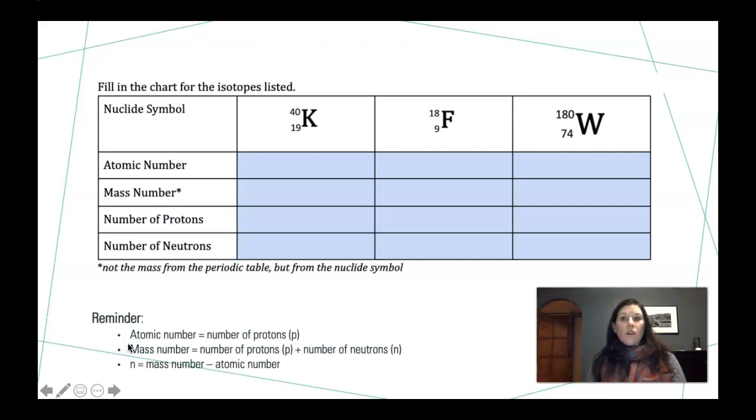Okay, so from our nuclide symbols, we can actually figure out a whole lot of information. Just a reminder, in our nuclide symbol, we have our mass number up top and our atomic number down below. Okay, so let's fill in our charts for these isotopes.